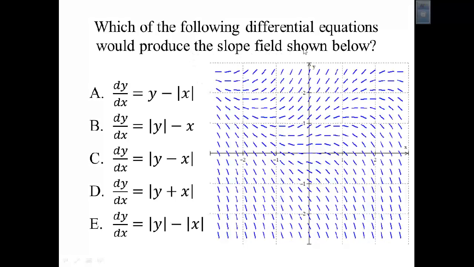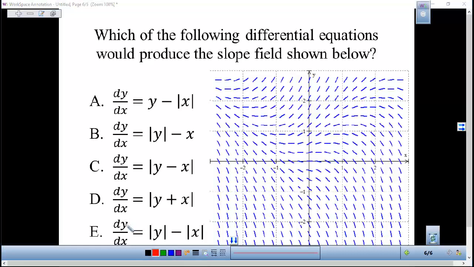All right, which of the following differential equations would produce the slope field shown below? So here what you want to do is look at all your possibilities. One of the ways you can do that is to identify points in different quadrants. So do a quadrant 1 with 1, 1. Do a quadrant 2 with negative 1, 1. Do a quadrant 3 with negative 1, negative 1. And do a quadrant 4 with 1, negative 1.